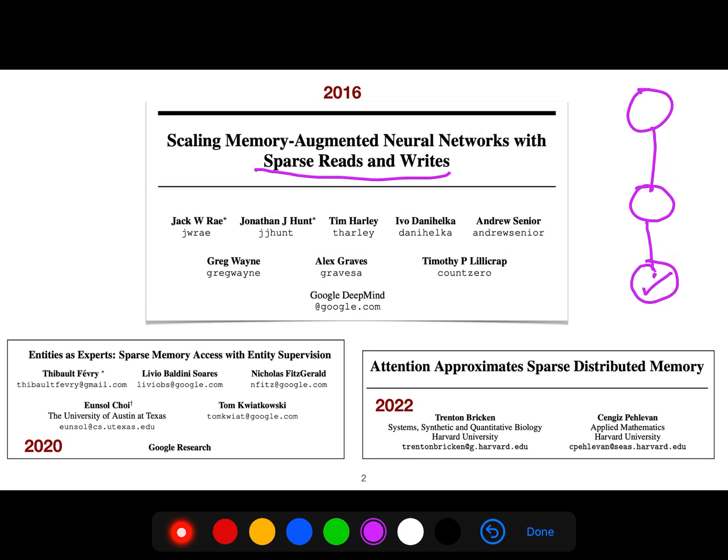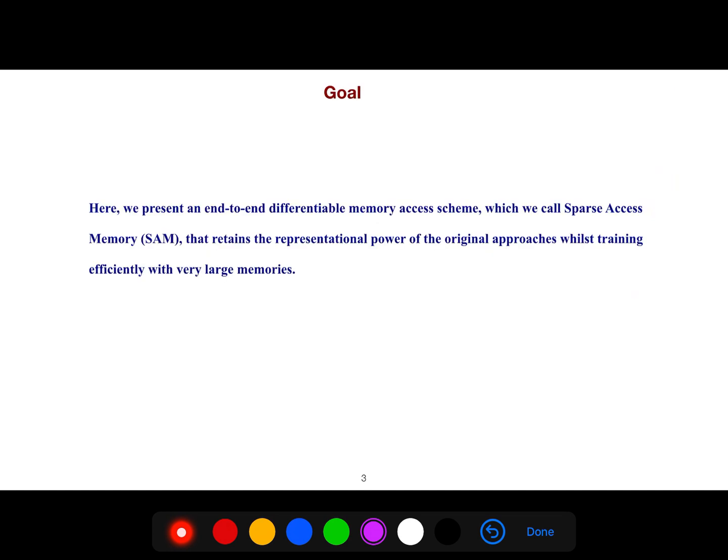But there are other articles as well related to this. These are positive samples: Attention Approximates Sparse Distributed Memory. So the goal here is that we represent an end-to-end differentiable memory access scheme, which we call sparse access memory, that retains the representational power of original approaches while training efficiently with very large memories.